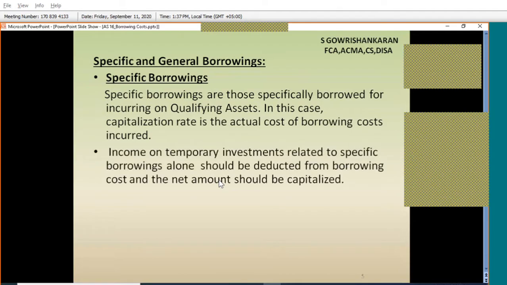Before that, one more point in specific borrowing. What is that point? You borrowed the money, 100 crore, only for the purpose of constructing the mall. You are keeping that money in your account idly. You don't want to keep that money idle.